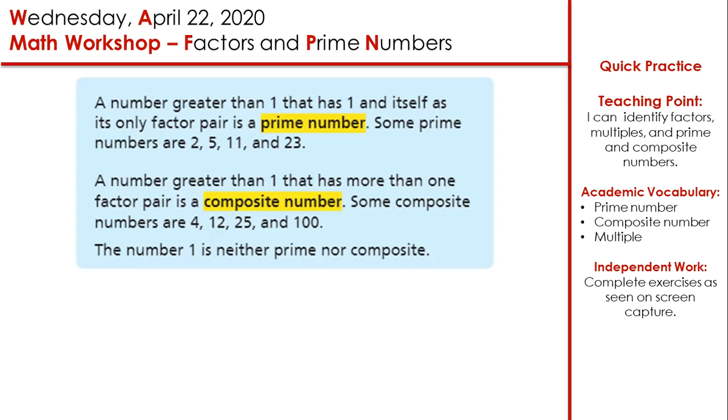Some examples that we may recall are the numbers 4, 12, 25, and 100. So keep in mind that if a number has more than one factor pair, then it's a composite number. The number one is neither prime nor composite. Number one seems to be pretty special.